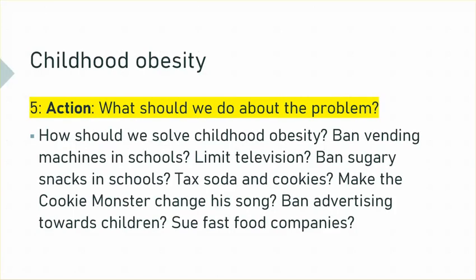The fifth area to look at is action. So what should we do about this problem? So how should we solve childhood obesity? Should we do things like ban vending machines in schools?